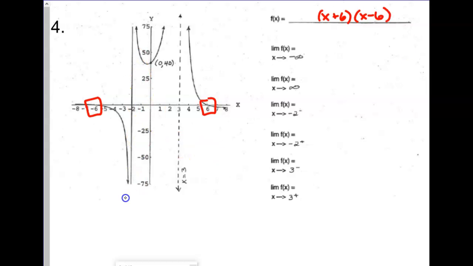And then I see a vertical asymptote at x equals negative 2, and another one at x equals 3. But the one at 3, I'm seeing that positive behavior, so that factor is going to have to show up twice. So x plus 2 is a vertical asymptote factor, and x minus 3 is as well, but this one has to show up twice.